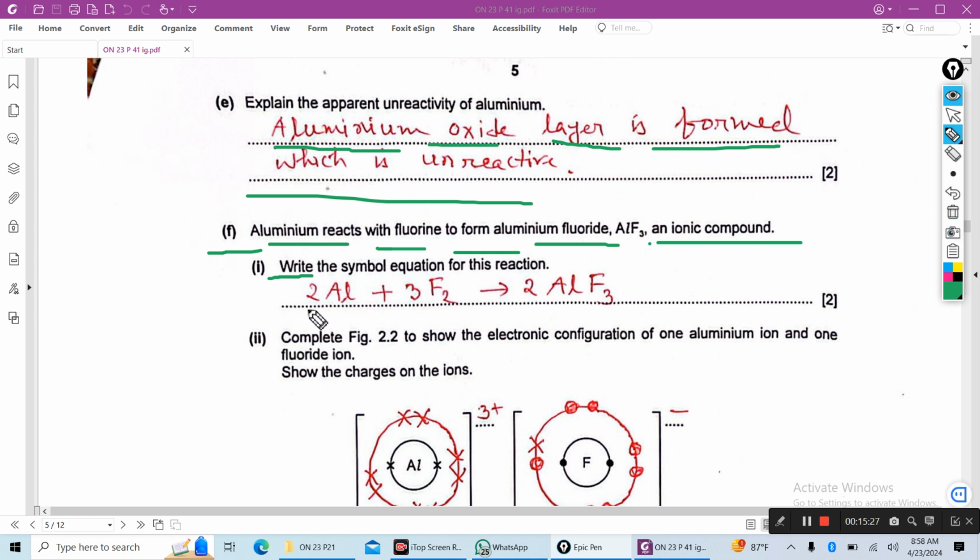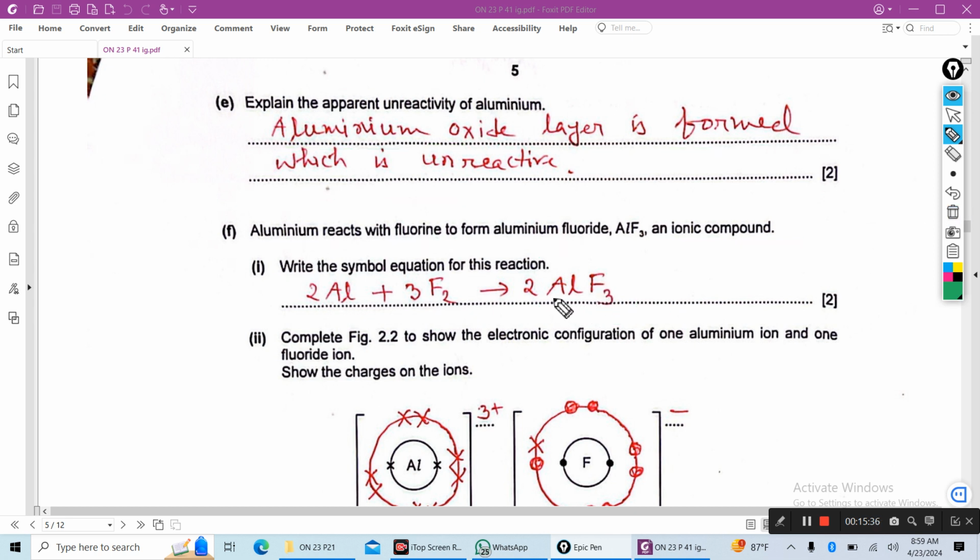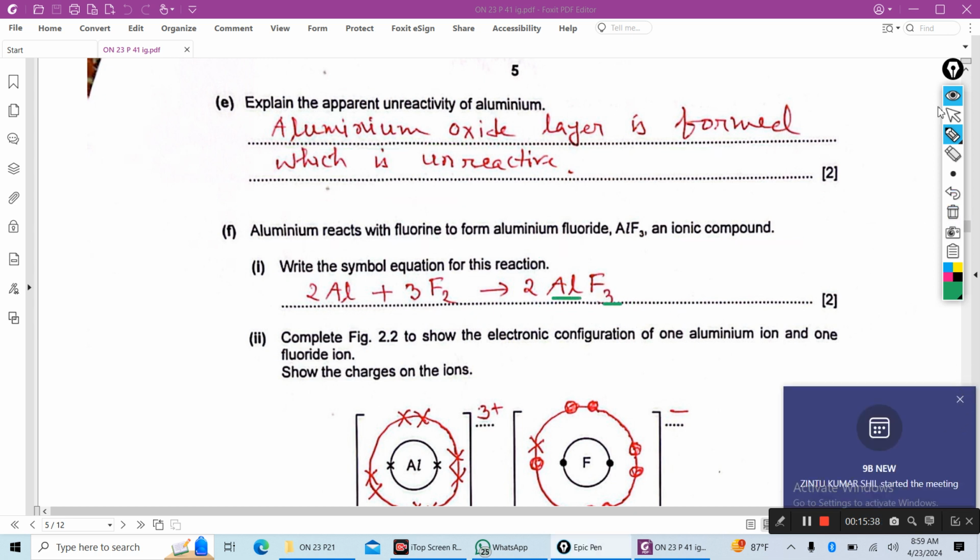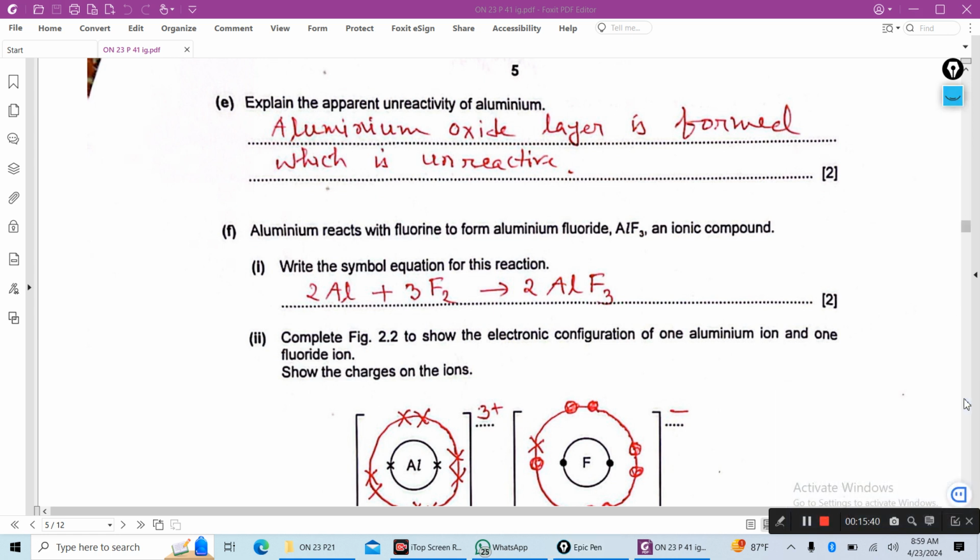Aluminum reacts with fluorine to form aluminum fluoride, AlF3. Here aluminum valence is 3, fluoride valence is 1, so 1 no need to write, AlF3. So 2Al + 3F2 gives 2AlF3, the balanced equation.